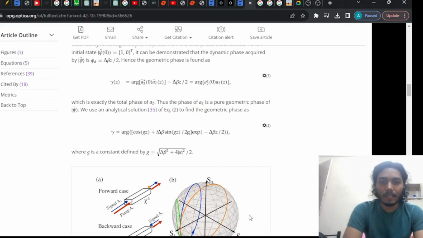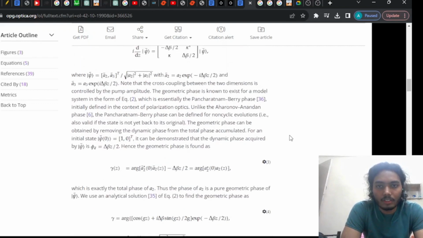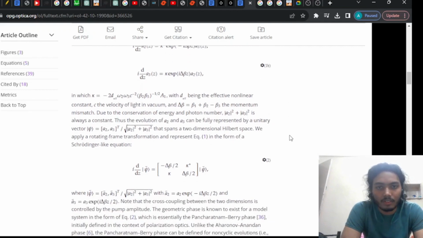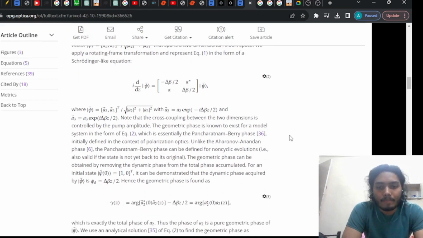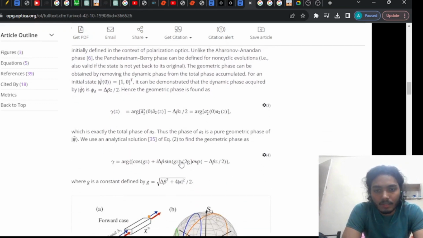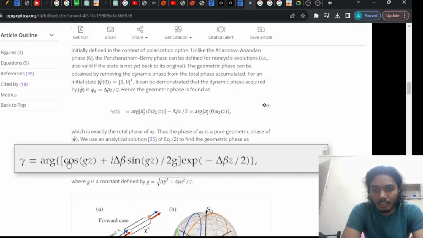So, myself Abhay, and I'm continuing the part where Kabir had left. Kabir had already introduced this coupled differential equation and how to solve it. And this is the expression for the signal frequency: cos gz plus i delta beta by 2g sin gz, exponential of minus i delta beta z by 2.